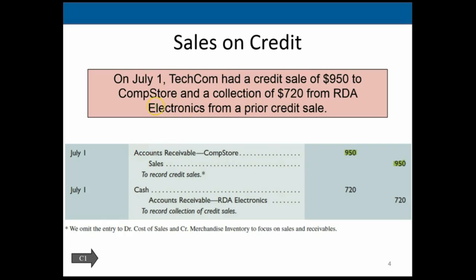On the second piece of this, we have TechCom's collection of $720 from RDA Electronics from the prior credit sales. So this is a sale that we made in the past, and now we're receiving the money on account. That means that we're receiving cash. Cash is an asset. We're going to make it go up by doing the same thing, which in this case would be a debit. And we're going to decrease the receivable. Receivables are an asset, and we need to make it go down since RDA has now paid us, so we're going to credit the receivable.